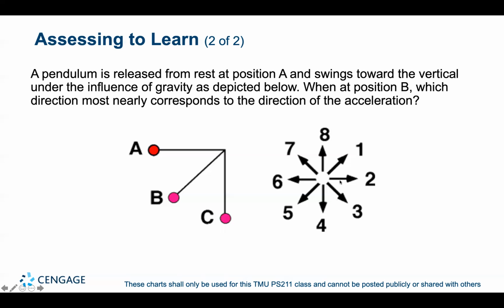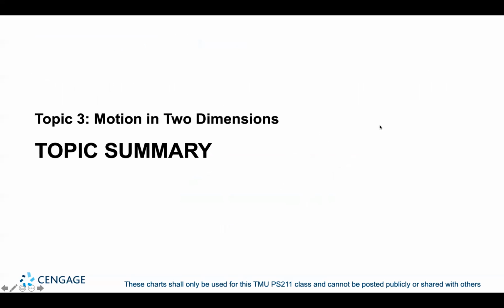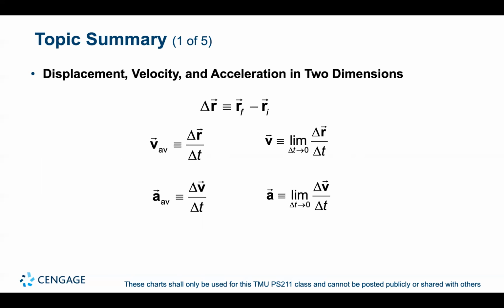So anyway, we'll just leave that and then move on to some topic summary points here. We've now moved from one dimension into two dimensions. Instead of just having a single direction, we have vectors, and vectors can be broken into components in multiple directions. That's what we're starting to see as a result of that.